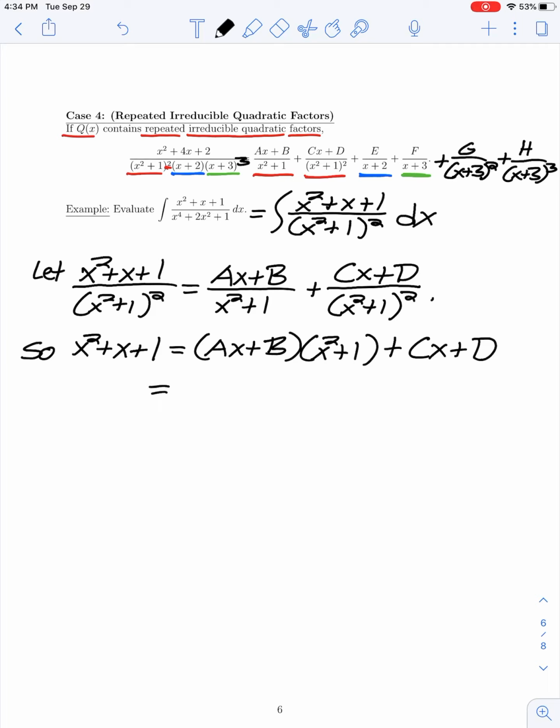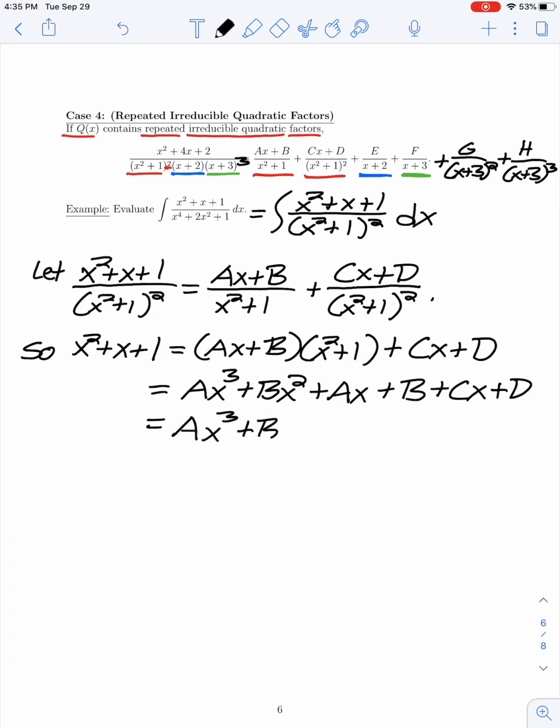And expanding this right-hand side, we would have ax cubed plus bx squared plus ax plus b plus cx plus d, or collecting like terms, ax cubed plus bx squared plus a plus c times x plus b plus d. And this had to equal this x squared plus x plus 1.